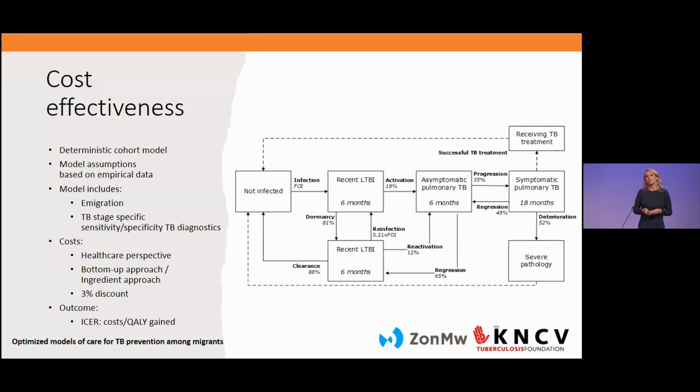For the cost effectiveness, we employed a deterministic cohort model for which we based assumptions on empirical data. We also included an immigration component and a TB stage-specific sensitivity and specificity for TB diagnostics. Furthermore, we collected costs from a healthcare perspective and we discounted costs and health by 3%. We reported the outcome as the incremental cost effectiveness ratio, costs per quality-adjusted life year gained.